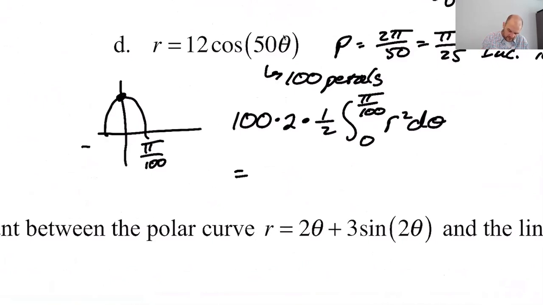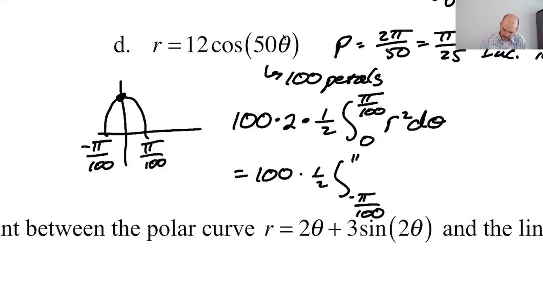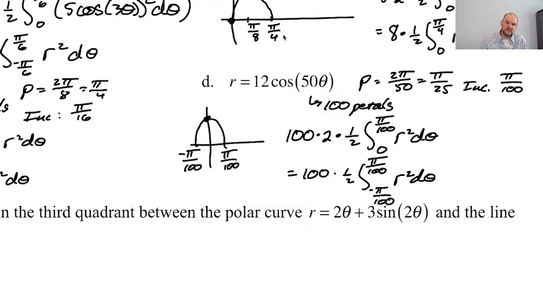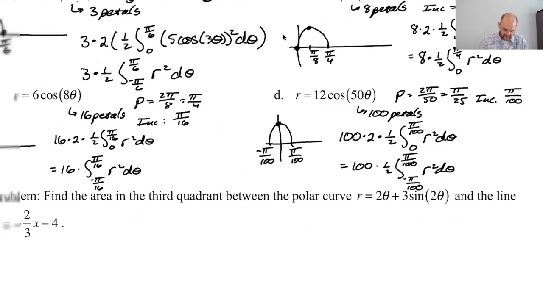All right, let's do 100, but it's only half, so I have to double it. 1/2, 0 to pi over 100, of r squared d theta. And then by not evaluating these, I'm also probably losing out on some amazing thing that happens. What if we rewind? Negative pi over 100. So we can go 100, because there's 100 petals. We're only finding one. 100 petals, and then our polar integral, pi over 100 r squared d theta. That'll work. These are all going to work. I'm just saying that confidently.